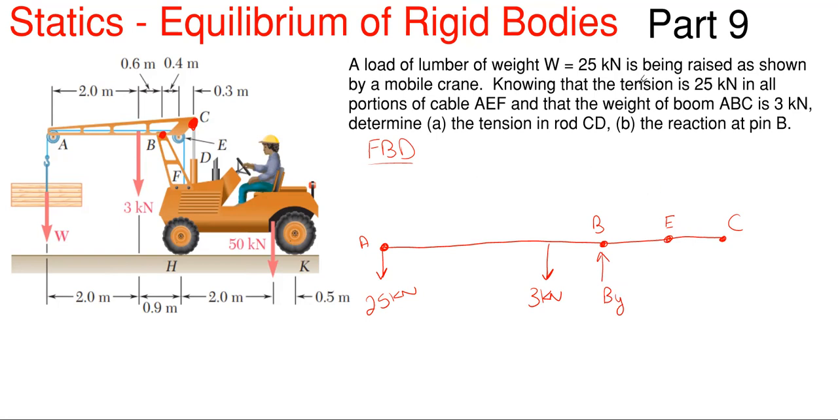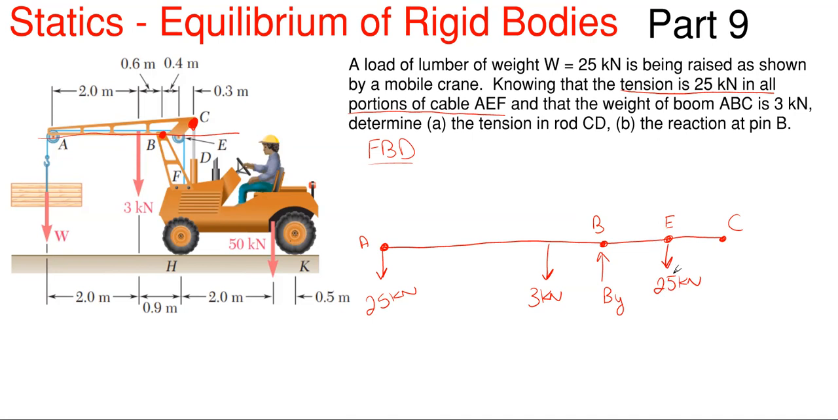And then I am told right here, knowing that the tension is 25 kilonewtons in all portions of cable AEF, well, if I am slicing through right here, this cable AEF is part of that free body diagram. It is interacting through that cut line, the portion I am looking at. So point E will actually have a force being applied with it. And this force will actually be the 25 kilonewtons, also in the downward direction.